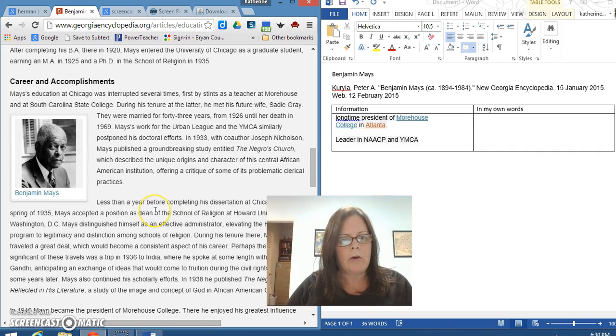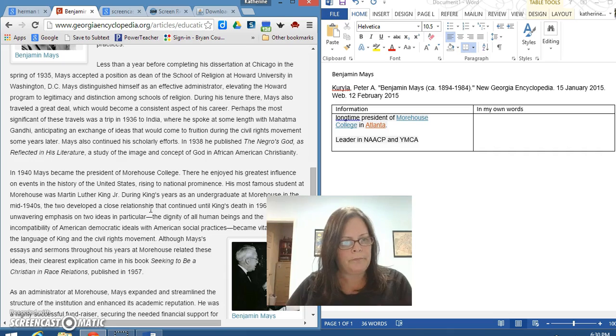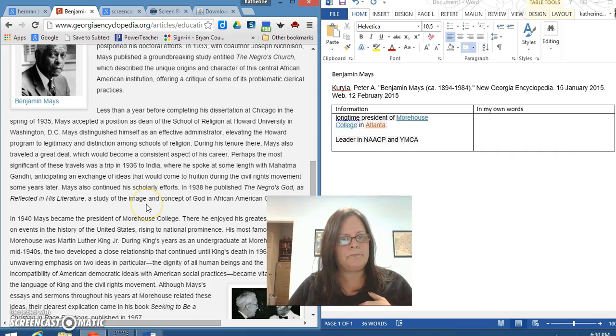So I know that I want to come down in my article a little bit further and look for something along the lines of his travels. One of the things that we discussed in class is that he worked with Gandhi, or had dealings with Gandhi. So when we come down here, we can see the India comes out in this paragraph.